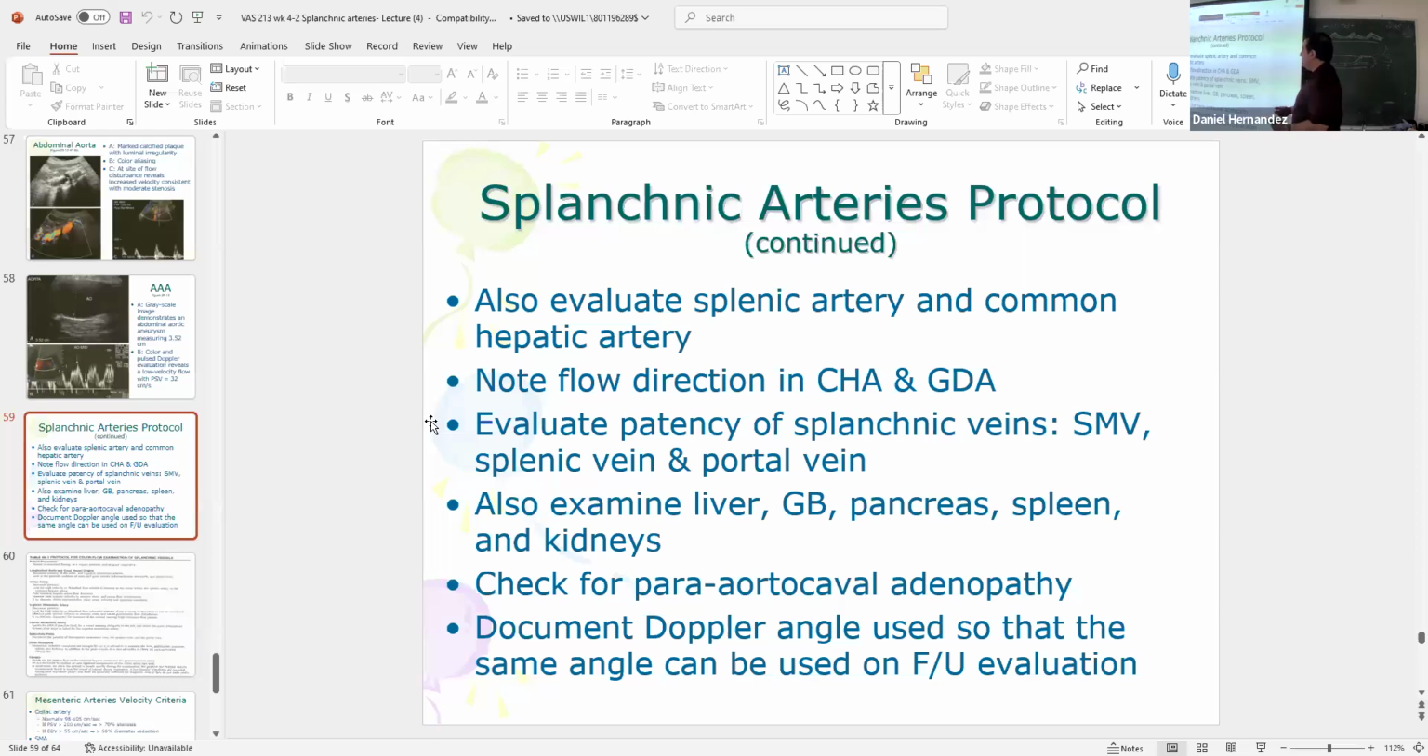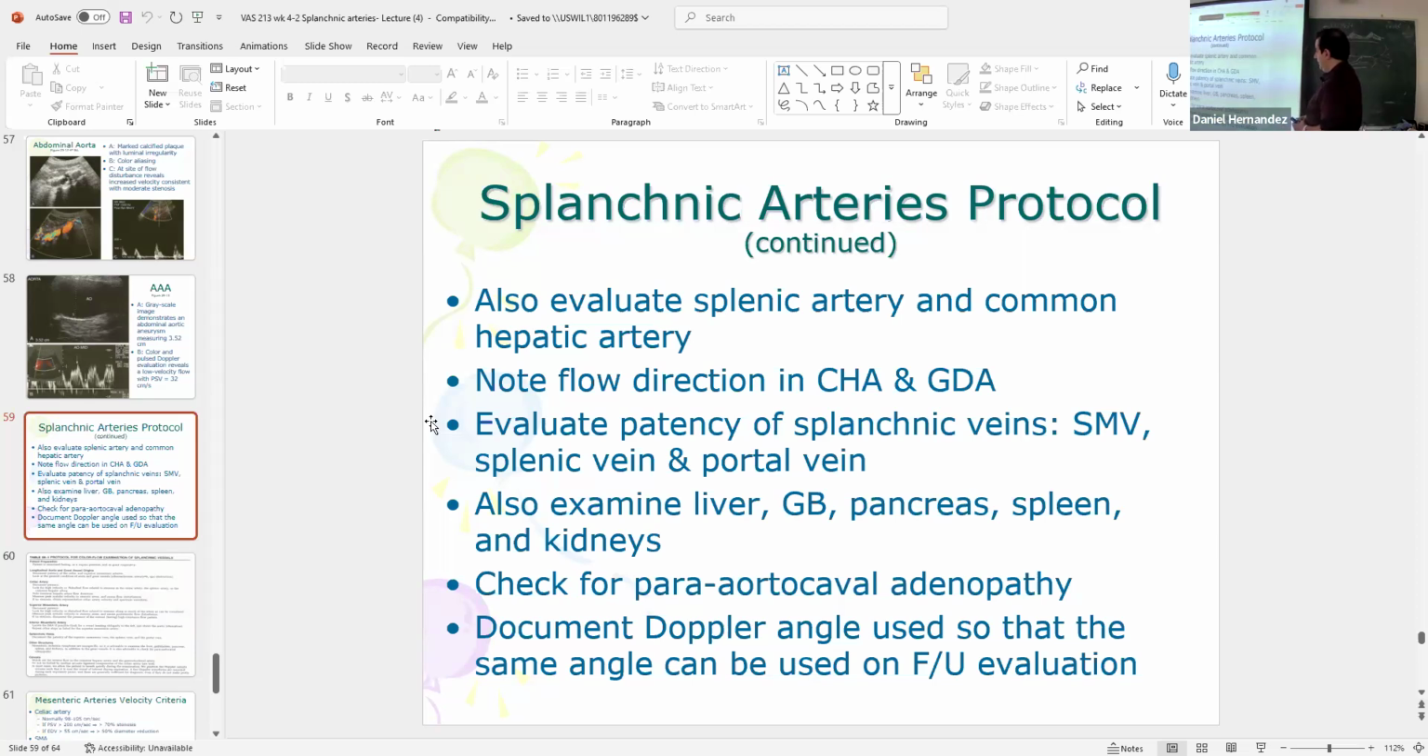So in addition to the celiac artery, you should also evaluate the splenic artery and the common hepatic artery. You could potentially note the direction of flow in that common hepatic artery and the gastroduodenal artery. Evaluate the patency of those veins as well. So in lab, I'm going to have you look at SMV, superior mesenteric vein. We already did splenic and portal, so you guys know how to look at those and assess those. So we'll add SMV now for our next comp. We're just looking again for thrombosis, making sure that there's good drainage of those vessels.